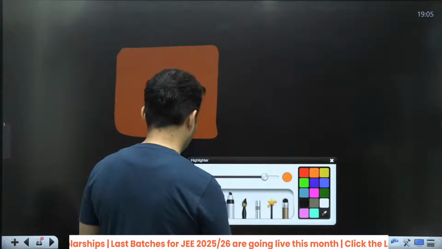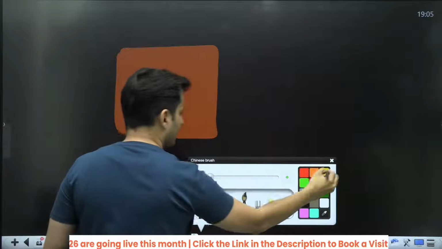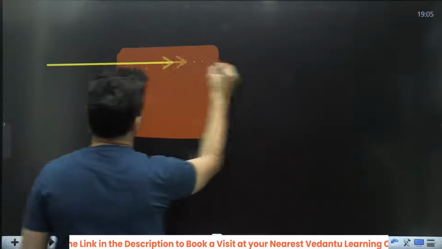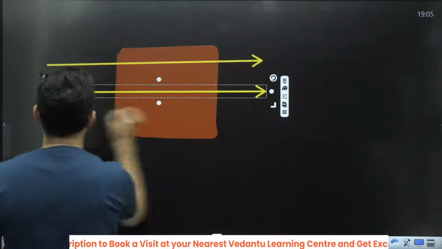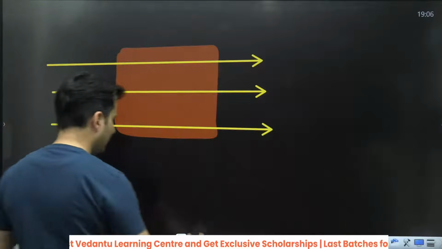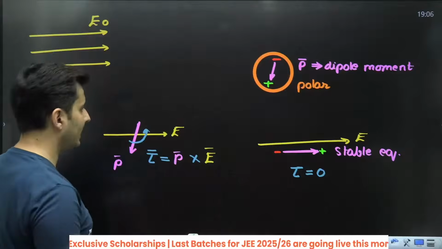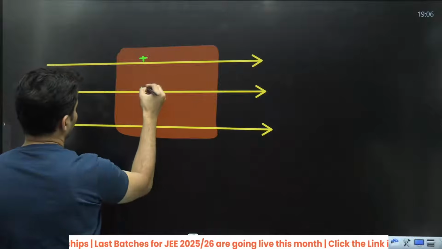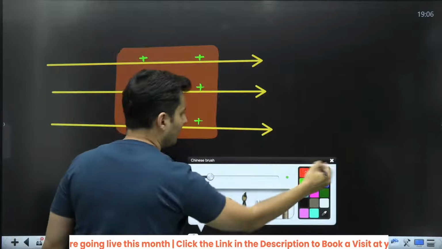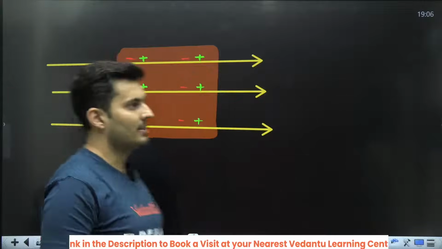If you think about a solid or something like this, you will notice that once an external electric field is passed, you will have so many such teeny mini dipoles with positives on one side and negatives on the other side. Many of them. I'm not showing many, I'm just showing very few. So many dipoles oriented like this.